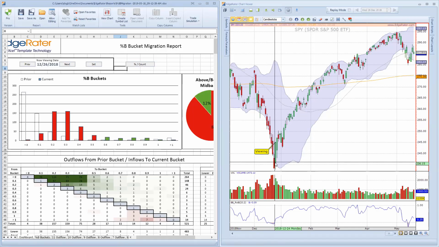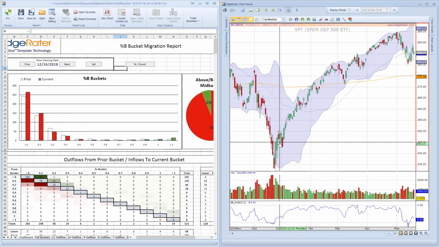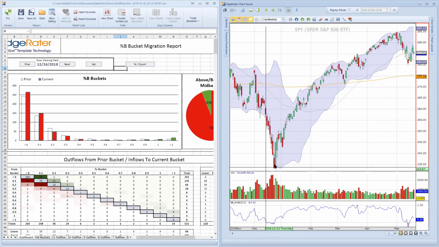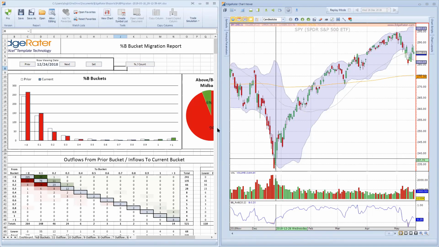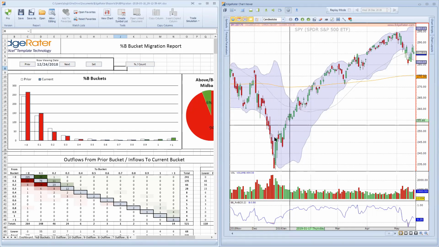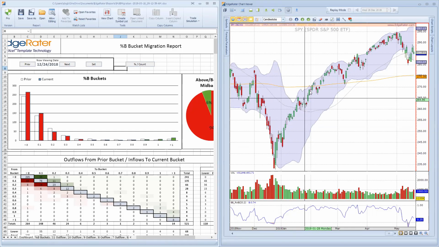And what I find fascinating is to just go through the days, day by day. So we'll go back to the 24th again, this was an extreme, and just see how the migration occurred as we move up through climbing this wall of worry over here. Let's take a look at the migration.